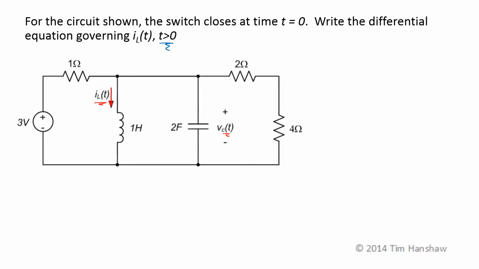So if the current is I sub L of t assumed positive in this direction, the voltage will be L, which is 1 Henry, times dIL by dt. For the capacitor, if this voltage, V sub C, has this polarity, positive terminal here, the voltage current relationship for the capacitor says that this current will be 2 farads times dVc by dt. Now I've got my passive sign convention and my voltage current characteristics for the energy storage elements written on my diagram. I don't have to remember those anymore. I just have to focus on KVL, KCL, and Ohm's law.